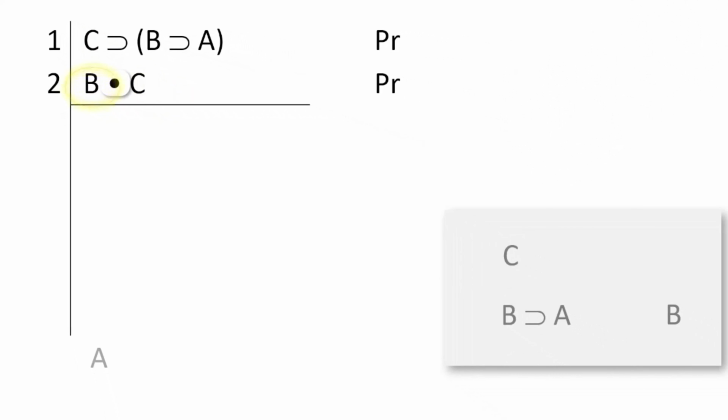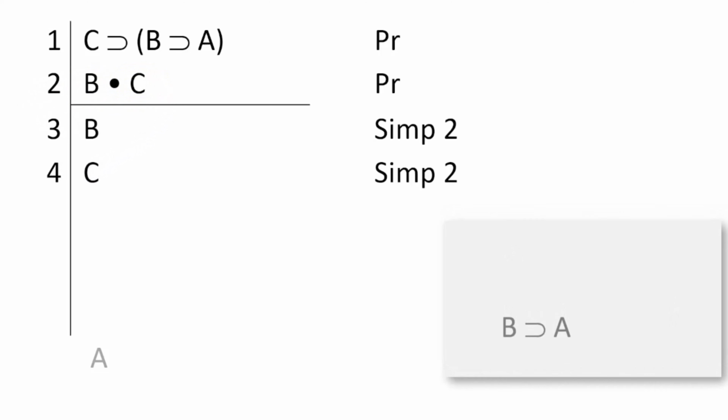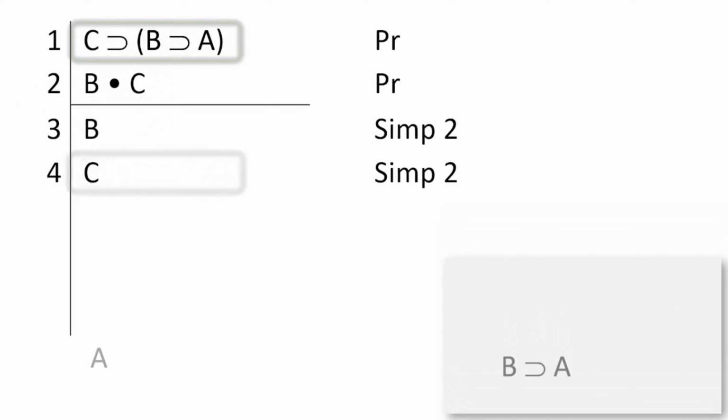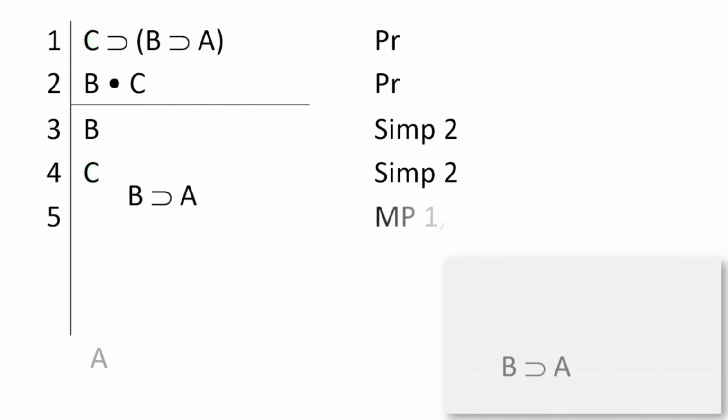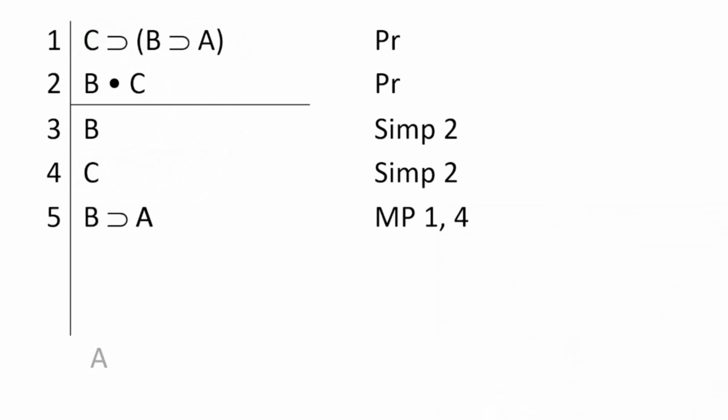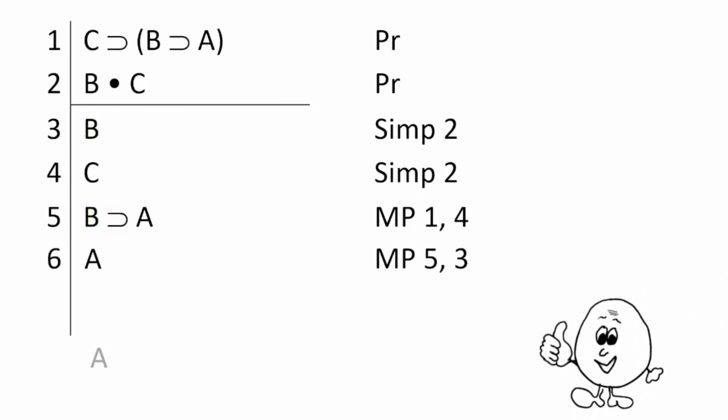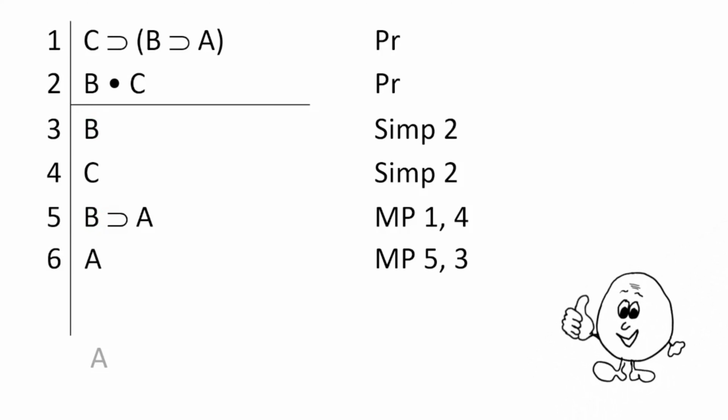We first apply simplification to line 2 to obtain B and to obtain C. And now we need if B then A. We have the antecedent in line 4. We can apply Modus Ponens. We can detach the consequent. We can now get A. We got the conditional if B then A in line 5. We've got its antecedent B in line 3. We can apply Modus Ponens again to derive A. This is what we wanted to do. We are done.